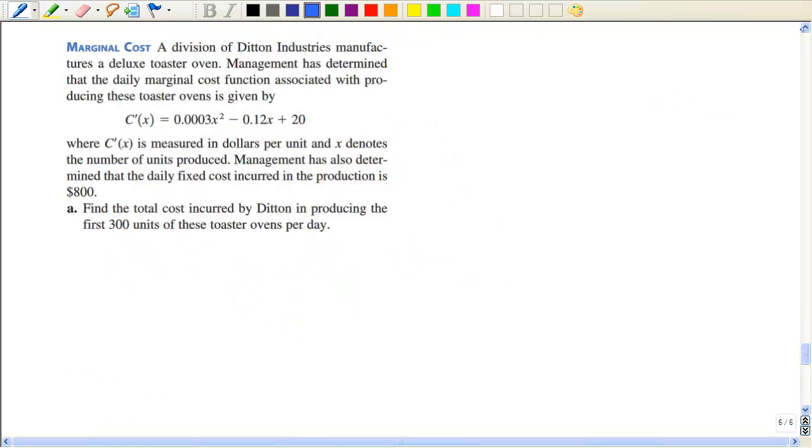Alright, so you're going to get to some word problems at the end. So let's read this for a minute. So we've got that marginal cost function, and remember that's the derivative.